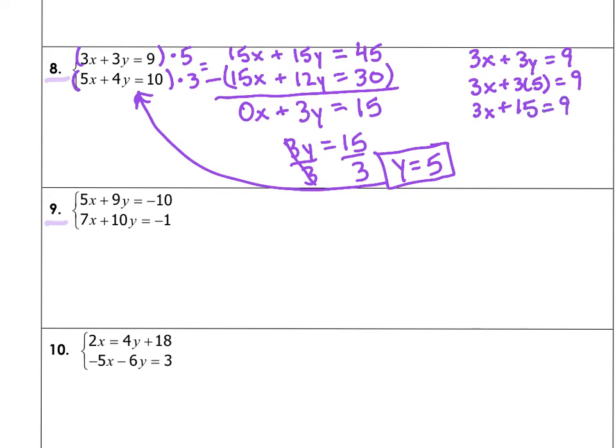Now we're just solving for x. This is a two-step equation, nothing we haven't seen before. I'm going to subtract 15 from both sides to get that to cancel out. So now 3x is equal to 9 minus 15. That's going to be -6. And then last but not least, I'm going to divide both sides by 3 to get x totally alone. -6 divided by 3, -2.